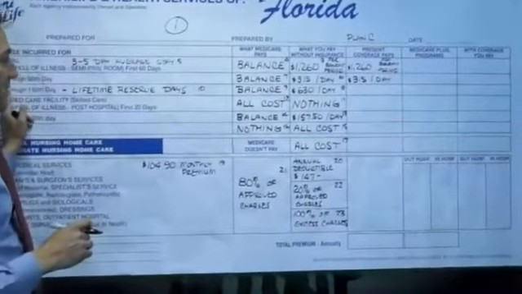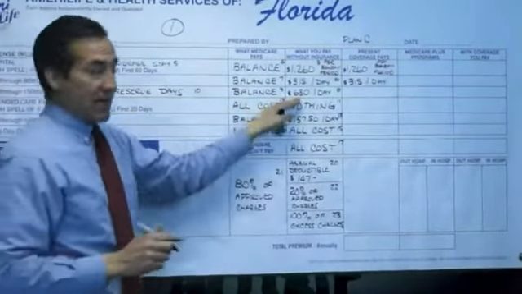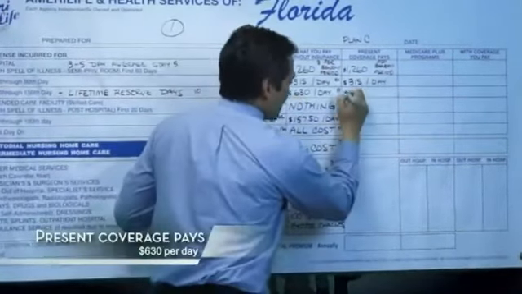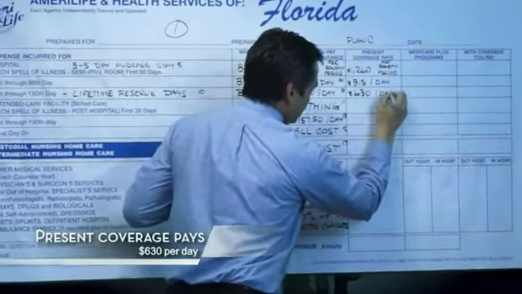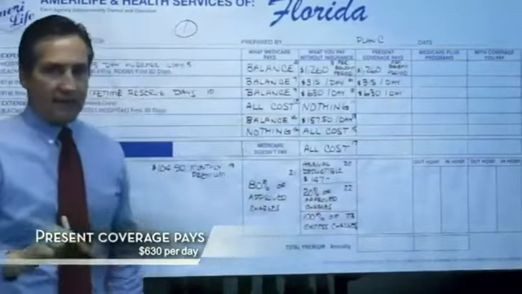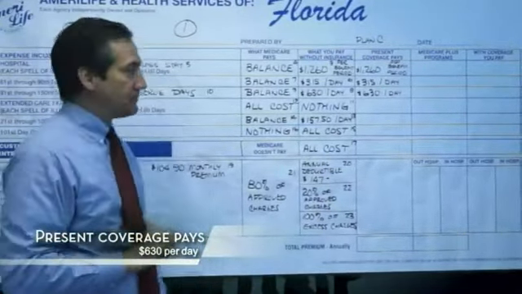If they're in the hospital from day 91 through day 150, the $630 per day is going to be paid for by the Medicare Supplemental Plan C. Once again, that is a basic benefit that all Medicare supplemental plans are designed to address.